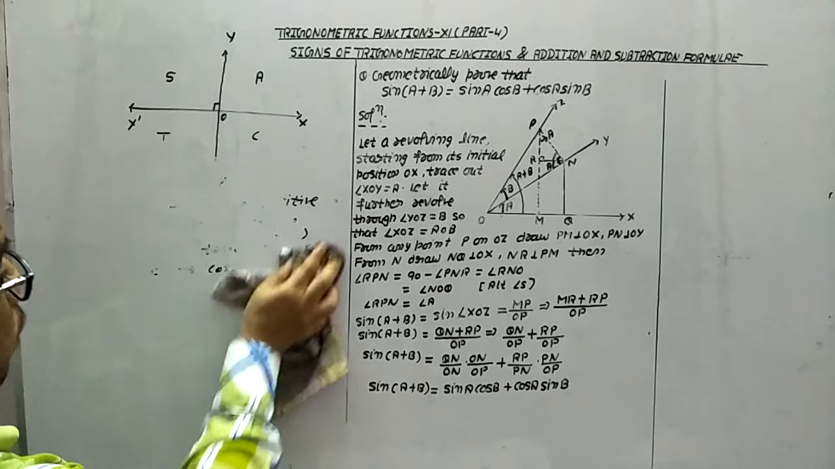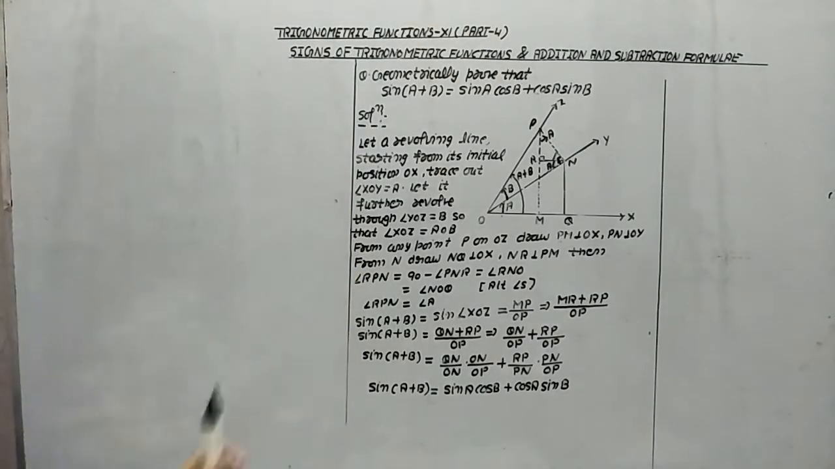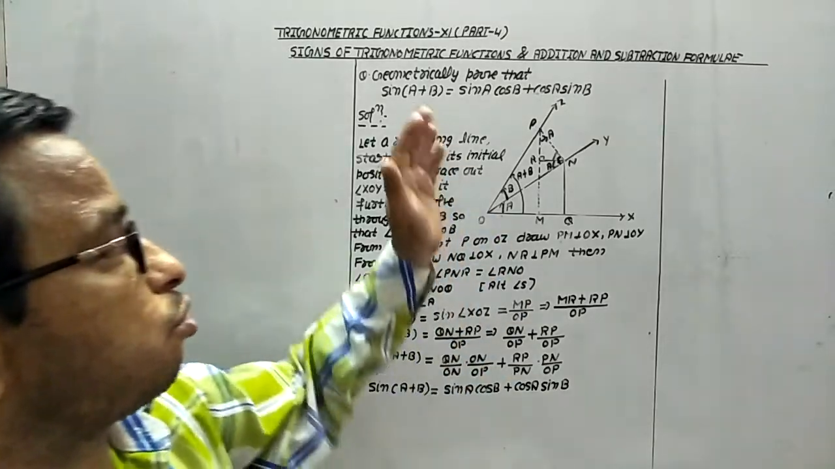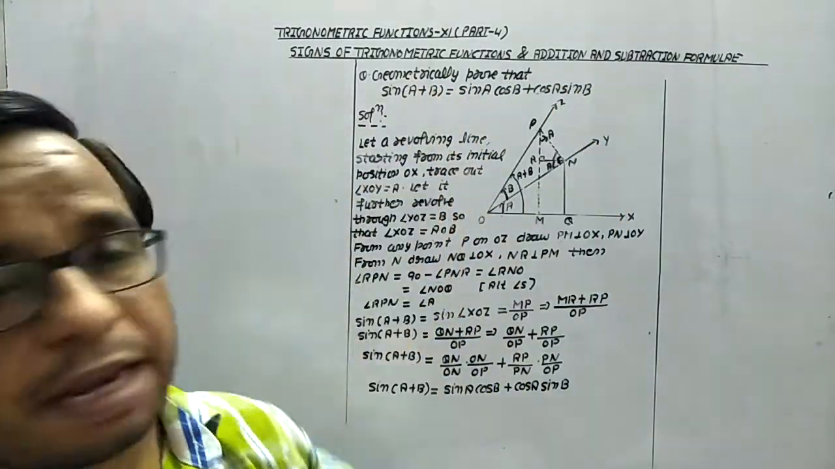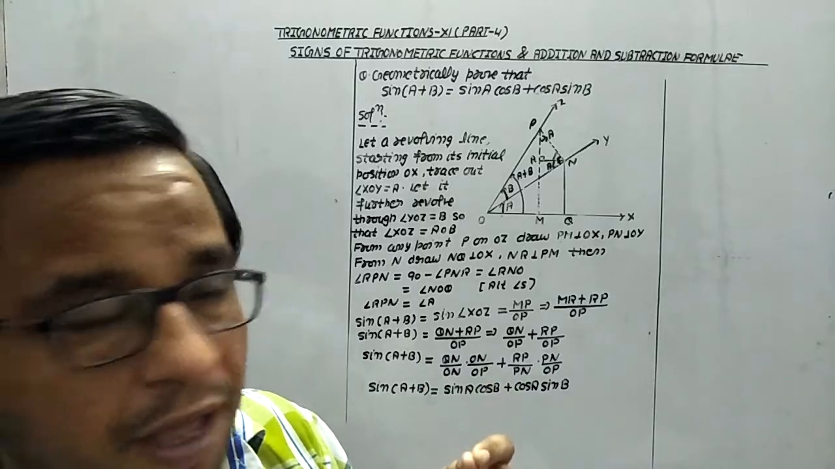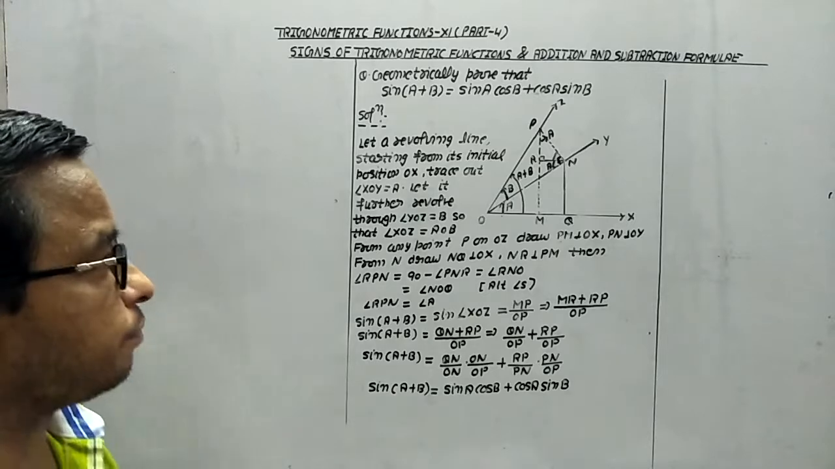For this, first of all, we will develop the relation sin(A plus B) is equal to sin A cos B plus cos A sin B, where A and B are acute angles. Now look at this.